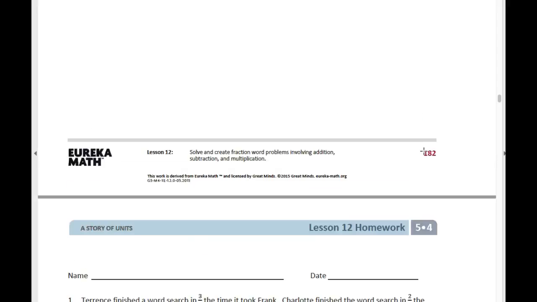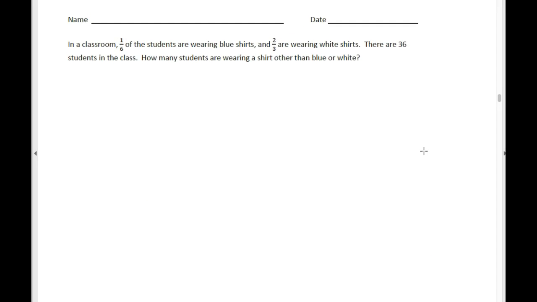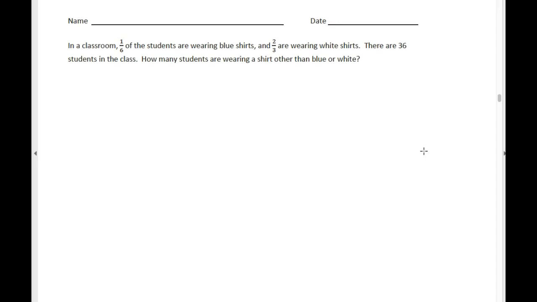Here is a homework problem for you. In a classroom, 1/6 of the students are wearing blue shirts, 2/3 are wearing white shirts. Remember this right here, of the students are wearing white shirts, and there's 36 students in the class. So how many are wearing something other than blue or white? Other than blue or white.